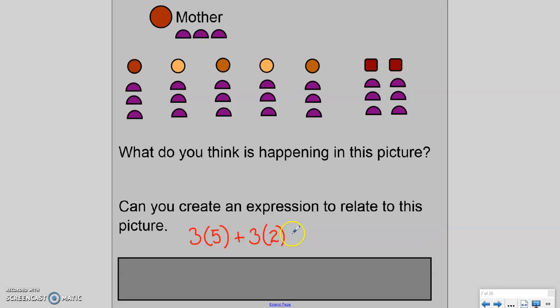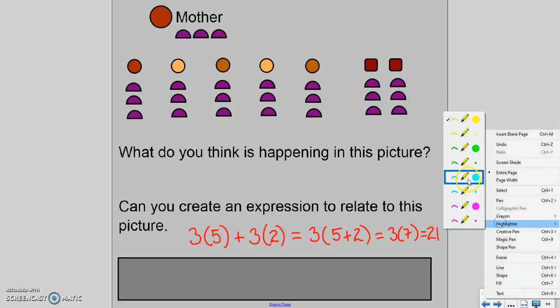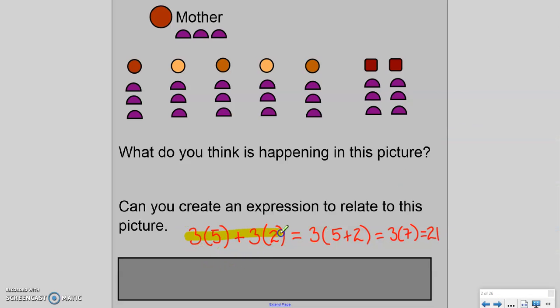So if I wanted to turn this expression into an equivalent expression, I notice that both of them have 3. I could do 3 times 5 plus 2. And then if I were to simplify this, 3 times 7, and that gives me 21. But they just wanted me to write it in an expression, so either you would write it, let me use highlighter. Yeah. So I either use this or I could use that.